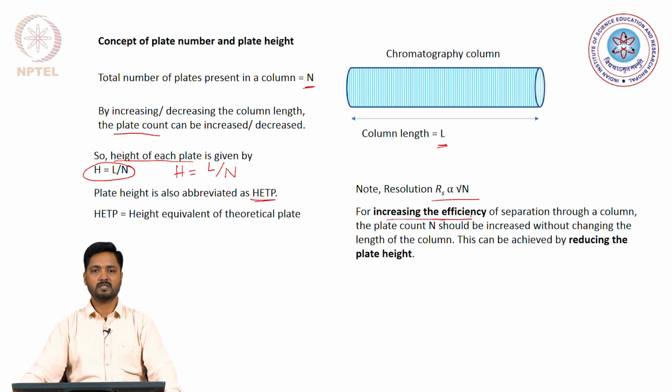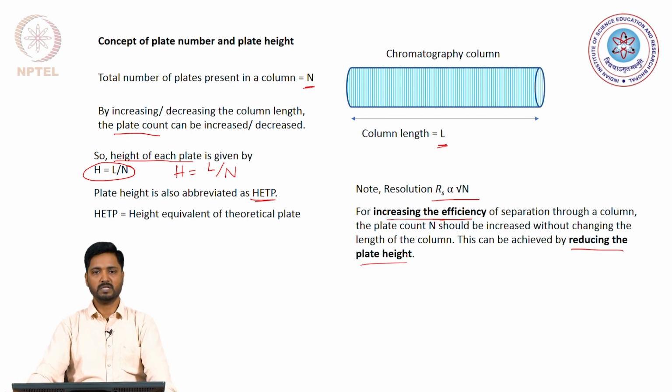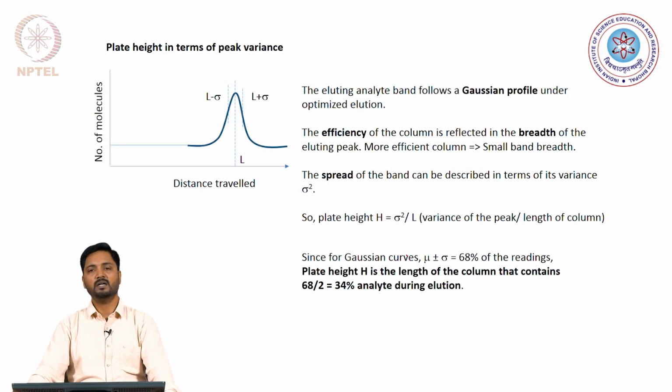However, it is trivial to keep adding more columns to increase the plate count. A smarter way would be to achieve the same by reducing the plate height, and we will see as we progress through the lectures how this can be achieved in a practical scenario. So, let us move ahead and understand how we describe the plate height in terms of the peak variance.